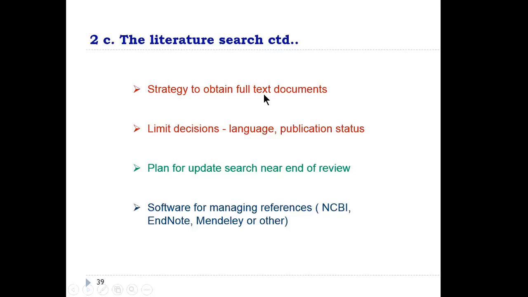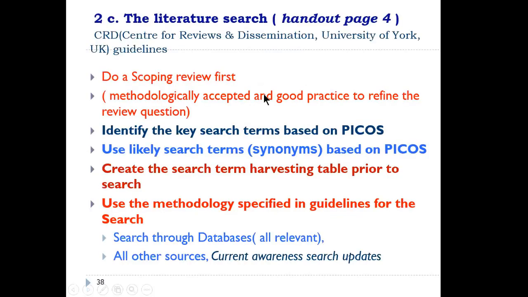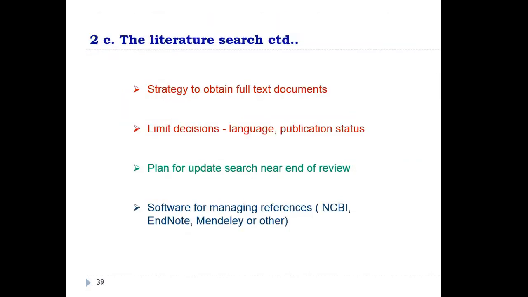Now we were dealing with the research earlier, right? Now how to do the search, and you have to follow the search, and you'll have to indicate all these details in the protocol, right? And also explain the strategy to obtain full text documents, and also explain limit decisions, language, publication status, like that. Okay, and plan for update: search near end of review.